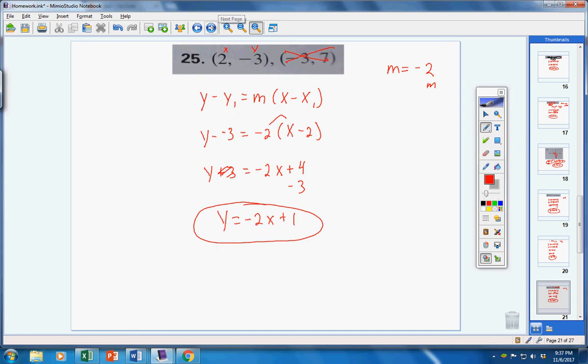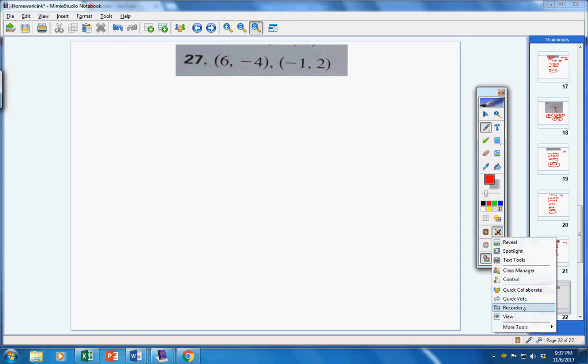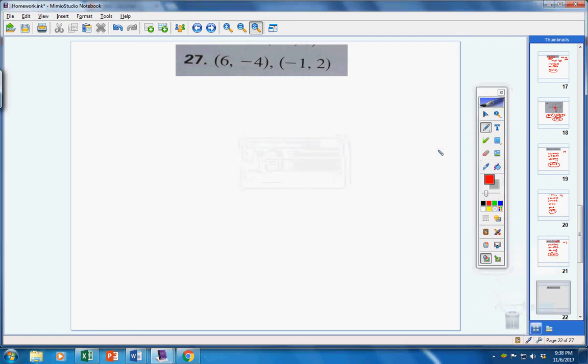Alright? Number 27. Okay, students, let's write the linear equation of the line that passes through these 2 points. So first of all, let's find the slope. y minus y, negative 4 minus 2, over x minus x. 6 minus a negative 1. Negative 4 minus 2 is negative 6. 6 minus a negative 1 is positive 1, so 6 plus 1 is positive 7. So negative over positive is negative. The slope would be negative 6/7. Okay?